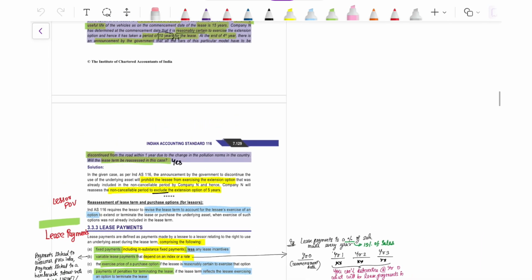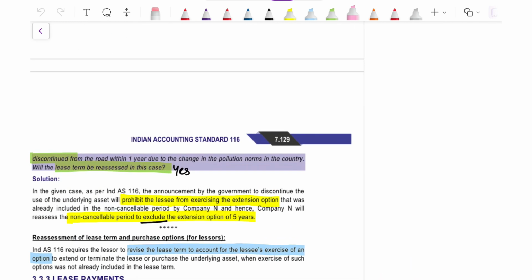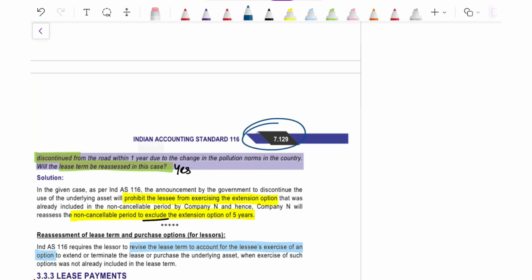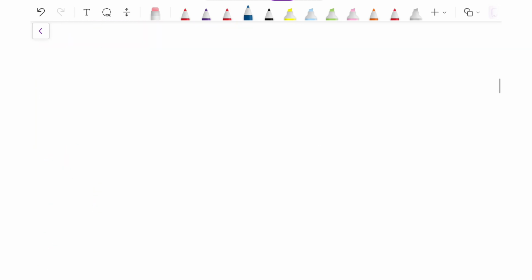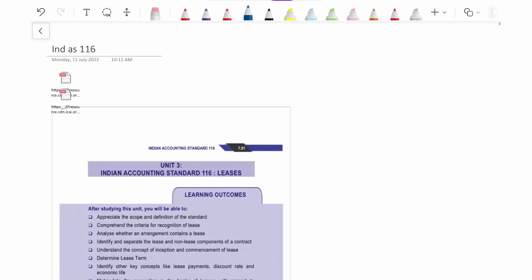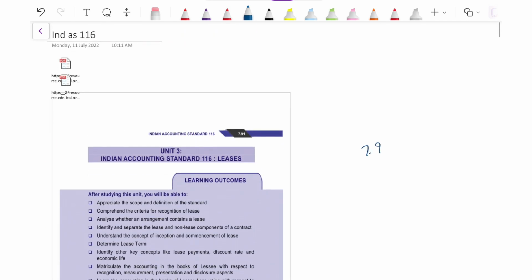Until page number 7.129 I have covered each and every point which is there until this. This starts with what page number? One minute. Yes, so from 7.91 to 7.129 we have covered all these pages. I think it's around 40 pages if I'm not wrong. So 40 pages of content we have covered in this video.